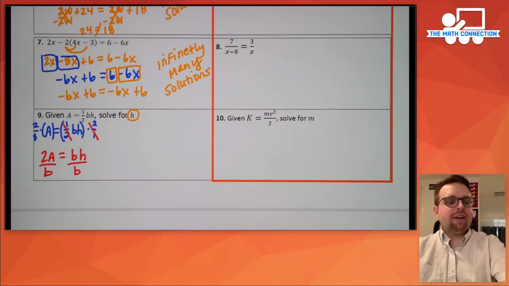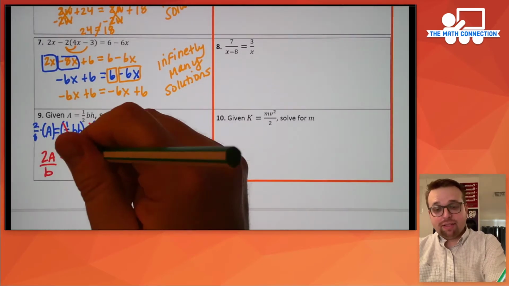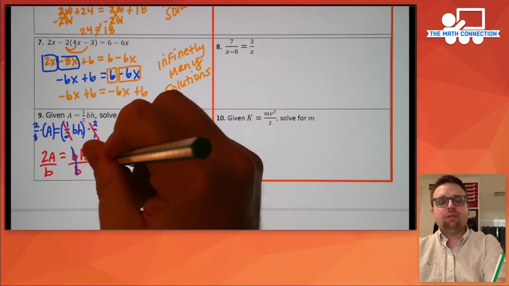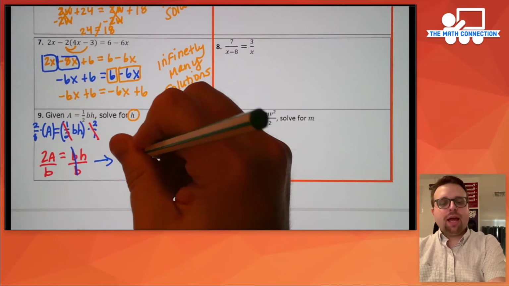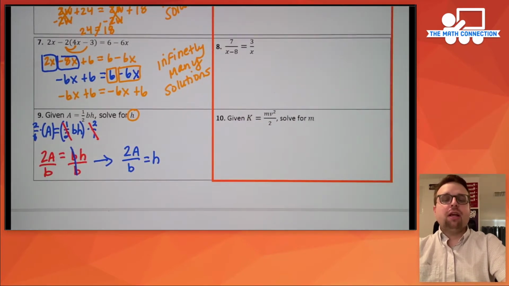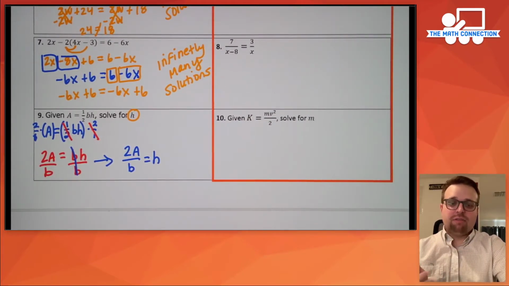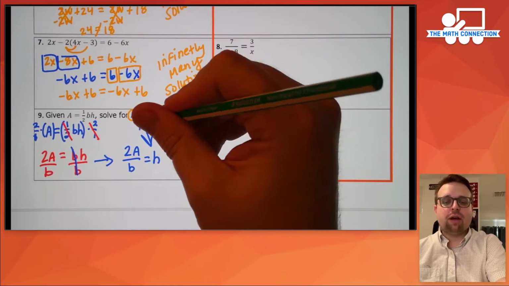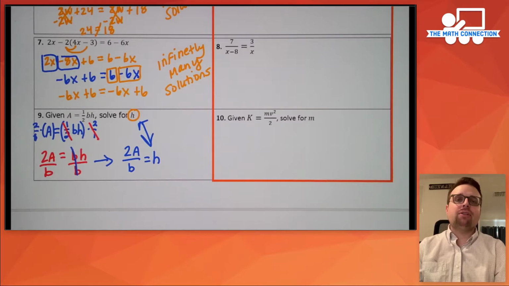And notice when I divide both sides by b, this b cancels out. So what I have left, I'm going to draw an arrow here, is 2a divided by b equals h. And this equation is done. I've solved it. I've gotten the h value by itself. This is what I was trying to do. That's what that means, solve for h.